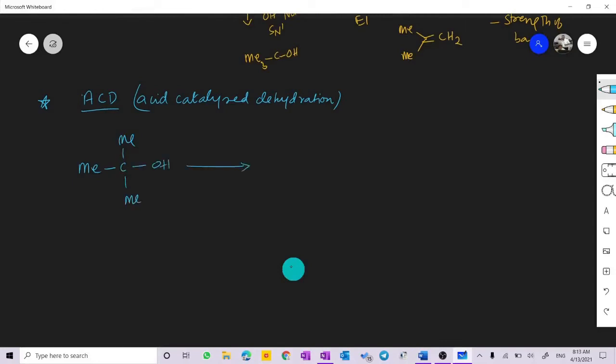And if you add, say, dilute sulfuric acid, this alcohol can be considered a weak acid and sulfuric acid is a strong acid. Whenever a system contains two acids, the stronger one will protonate the weaker one. That means the proton generated from the sulfuric acid will go and attack this and form the protonated alcohol. So you have Me3C. This proton that is generated is an electrophile. It needs electrons.